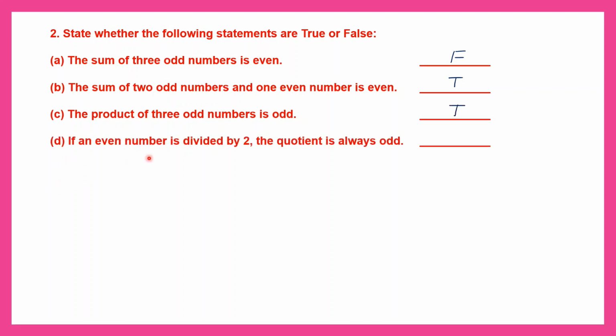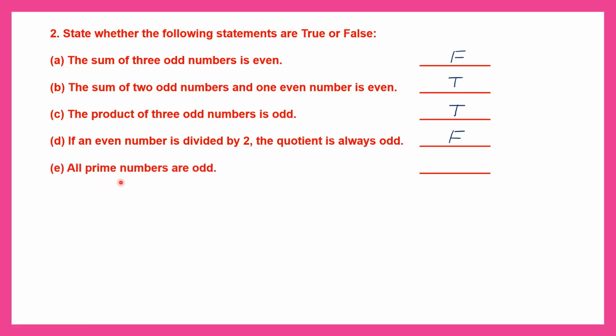Question D. If an even number is divided by 2, the quotient is always odd. Okay, let's try that with an example. Let's take an even number 8 and divide it by 2. What is the quotient? 8 divided by 2 is 4. 2 4s are 8, isn't it? And the quotient is an even number. Whereas here, what does it say? It's always odd, which is false. It can be even also, isn't it? So this statement is false.